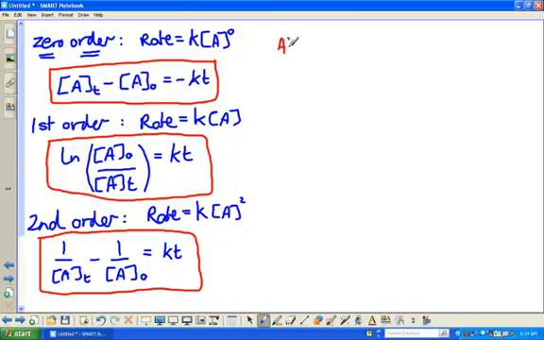All right. So let's say at 25 degrees C, hydrogen iodide breaks down to form, in this case, hydrogen and iodine.